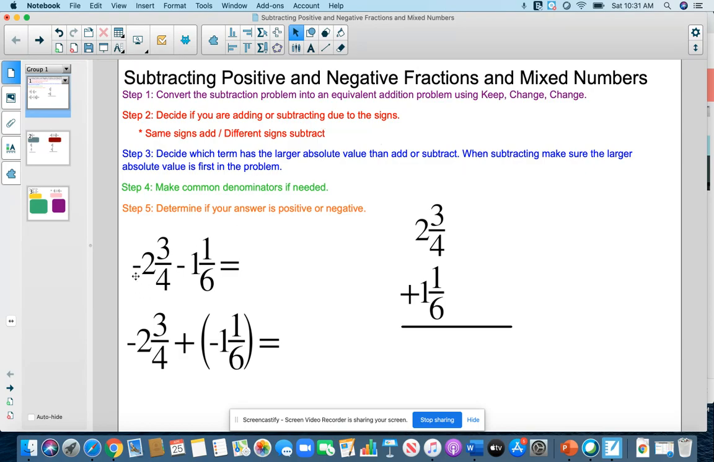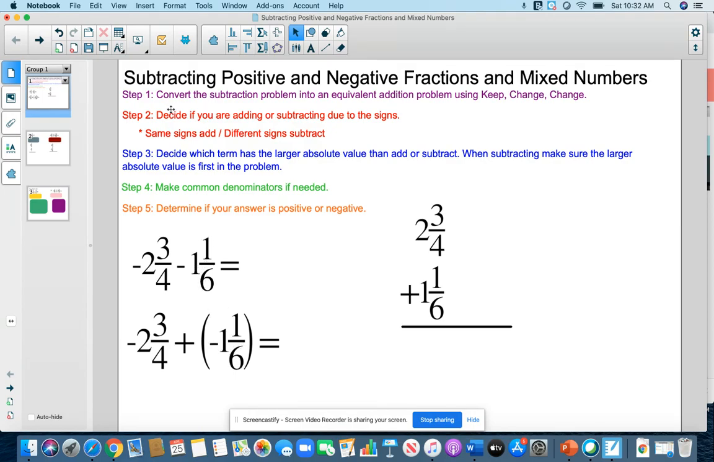And if we look at my first one, I have negative 2 3/4 minus negative 1 1/6. To change that, we're going to leave the first one for keep, change the subtraction to addition, and then do the opposite by changing the 1 1/6 to a negative 1 1/6.